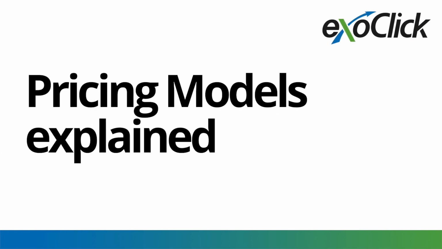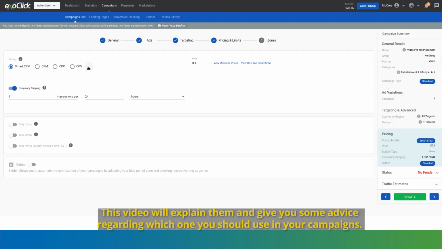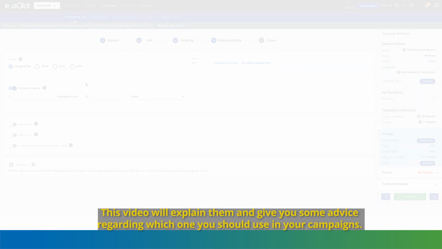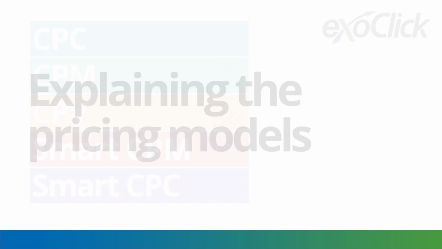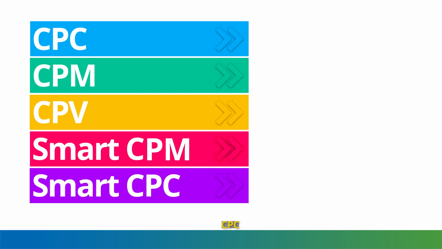Pricing models explained. When setting up a campaign, there are a number of different pricing models available depending on the ad format you choose. This video will explain them and give you some advice regarding which one you should use in your campaigns. Explaining the pricing models. These are the basic pricing models available in ExoClick: CPC, CPM, CPV, Smart CPM, Smart CPC.